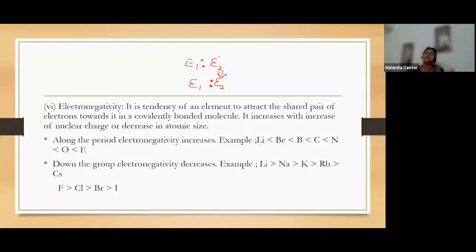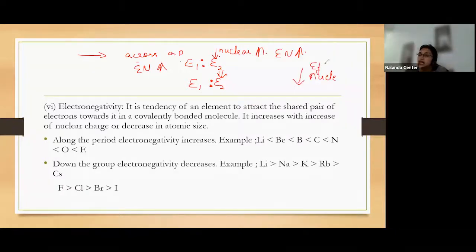Obviously, when the nuclear charge increases, electronegativity is going to increase. This guy will have a stronger nuclear charge. Nuclear charge increases across a period, no? So electronegativity is also going to increase across a period. Down the group, effective nuclear charge is going to decrease. So then electronegativity also decreases down the group.